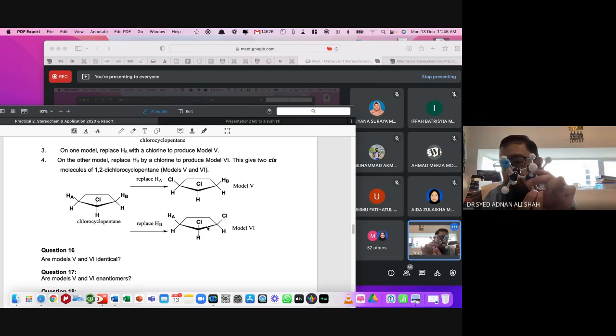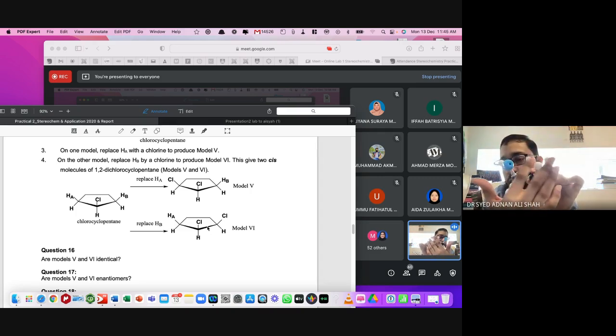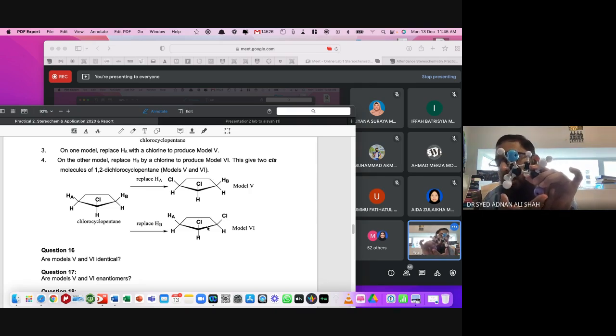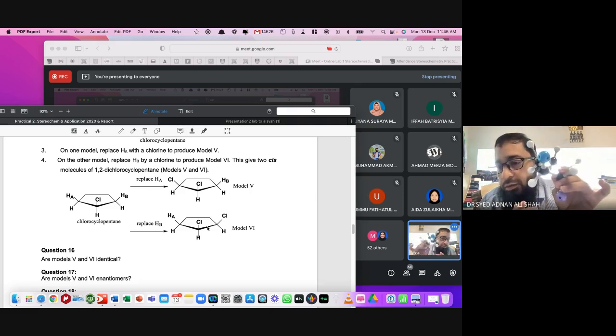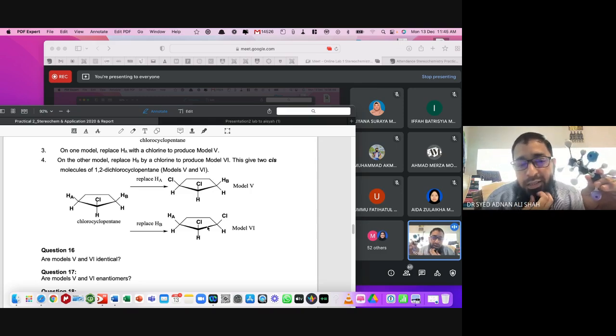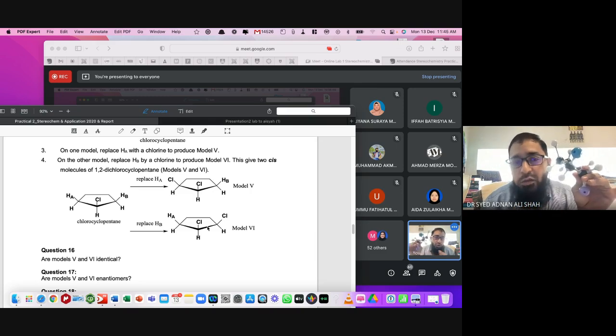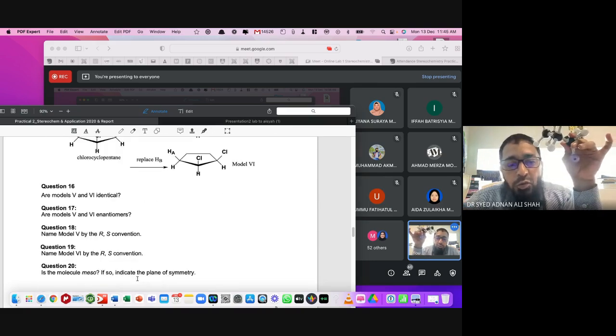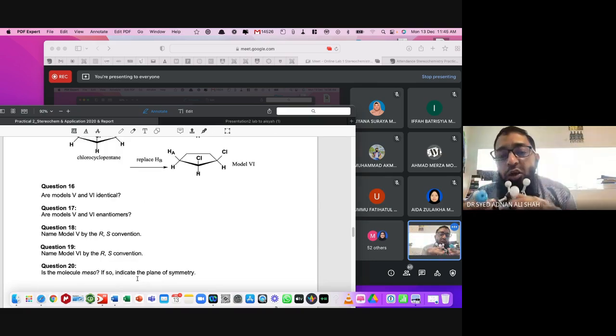So in one molecule, both chlorides are on the top. In the second one, when I replace Hb with chloride, the chloride is at the bottom, which is the trans. So cis and trans, of course, are two different molecules. Understand? They are not identical. So now you have to assign the stereochemistry of this one.